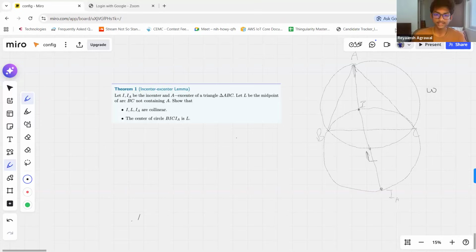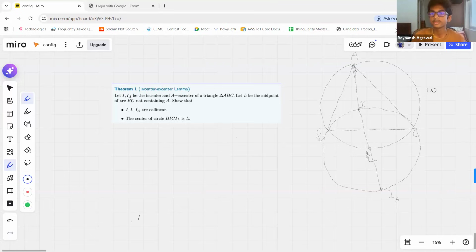Since no one is saying anything, I'll just go ahead. We want to show that L is the midpoint of arc BC. Essentially, that is equivalent to saying that LB is equal to LC, right? So we'd want to show that angle LBC is equal to angle LCB. And equivalently, we want to show angle LAC is equal to angle LAB. But that is known because AL is the angle bisector of BAC. Did everyone get that?